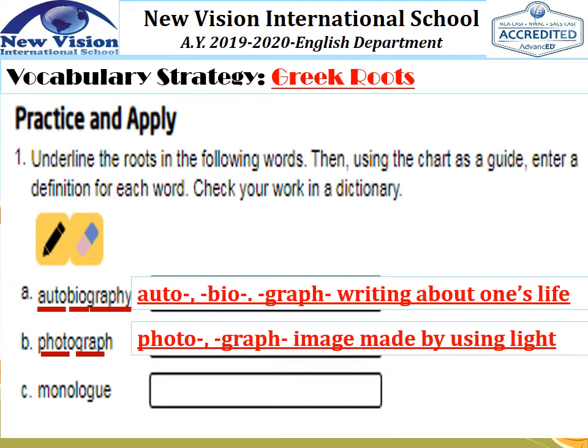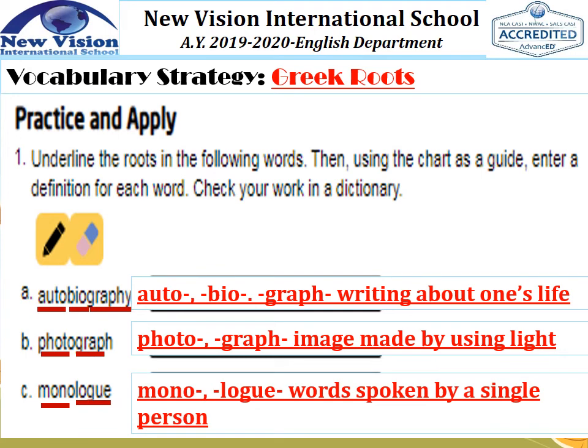How about monologue? Very good, we have 2. Mono and log, which means words spoken by a single person. Great job!